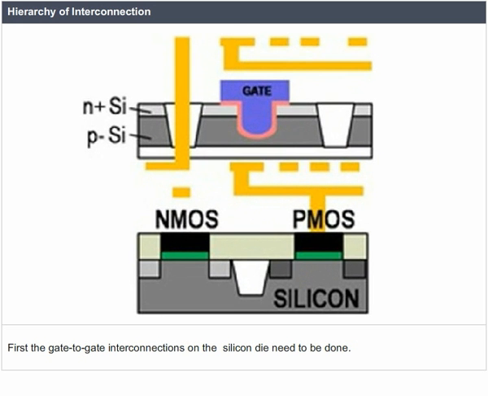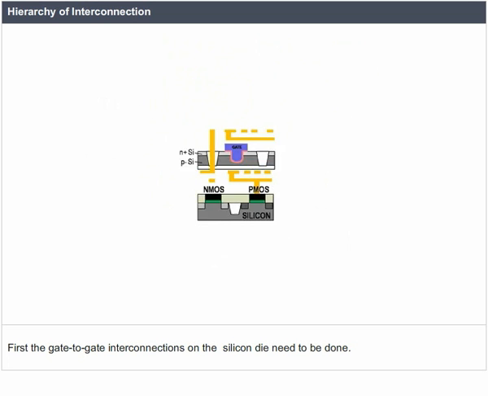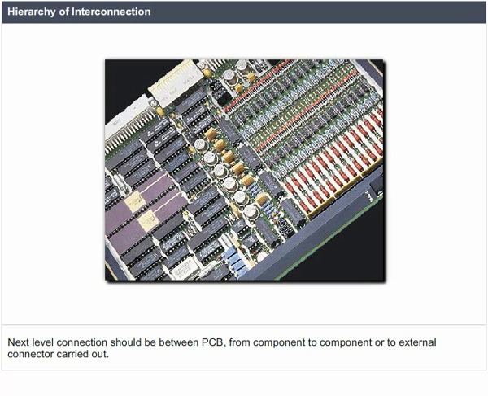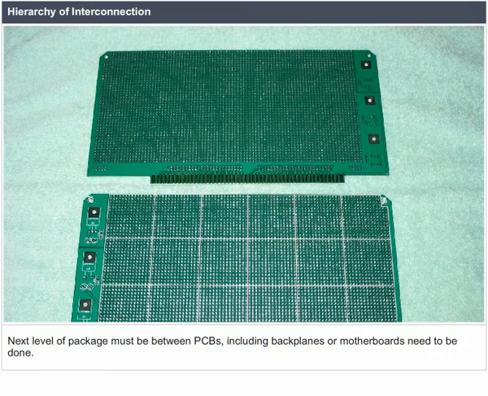Hierarchy of interconnection. First, the gate-to-gate interconnections on the silicon die need to be done. Then the connections from the chip to its package should continue. Next level connection is on the PCB, from component to component or to an external connector. The next level of package is between PCBs, including backplanes or motherboards.